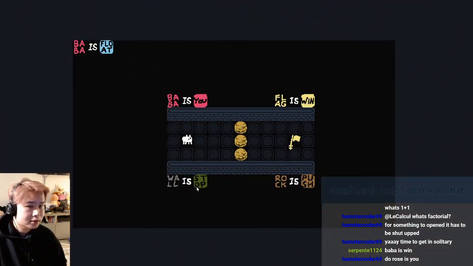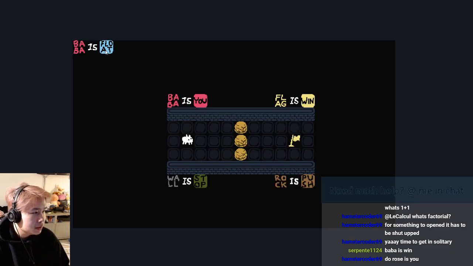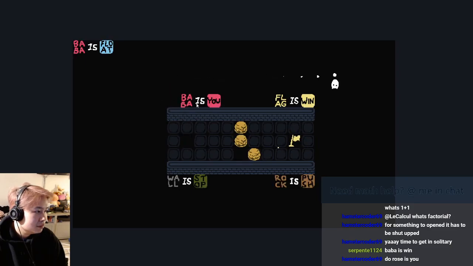Float. Oh, Baba's float. Oh, this is a new word. So what does that do? The wall is stop, rock is push, flag is win, Baba's you. So the wall still stops me. I can still push. But I can't touch the flag because I'm floating.